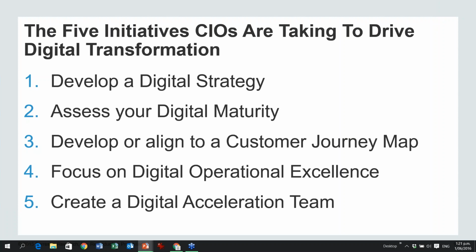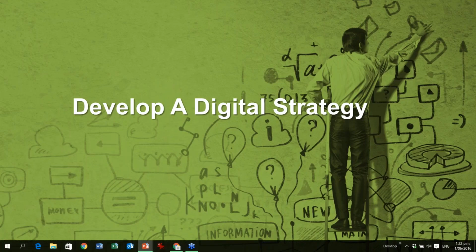We see CIOs having made some wins on the front end, helping their organizations with mobile apps and better websites and other digital capabilities for customers. They're starting to see the back end as the real inhibitor to their organization becoming truly digital. So they're focusing on that, and I'll spend a fair bit of the rest of the presentation talking about that. And some are creating this digital acceleration team, which I won't be talking about, but feel free to reach out to me after the presentation if you're after more information on any of these points.